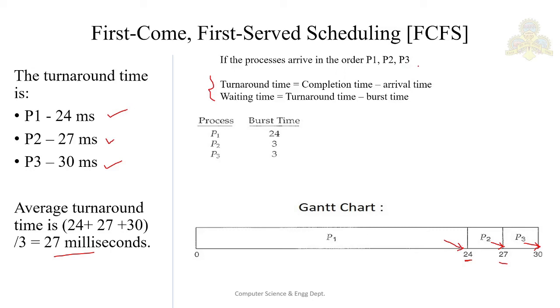Whenever they say arrival time is 0, then only you can make use of the Gantt chart and directly have the waiting time and turnaround time. But suppose the question says the processes arrive in the order P1 arrives at 4 milliseconds, P2 at 8 milliseconds, P3 at 6 milliseconds. If something like this is given, then you cannot directly see the Gantt chart and calculate the waiting time and turnaround time.